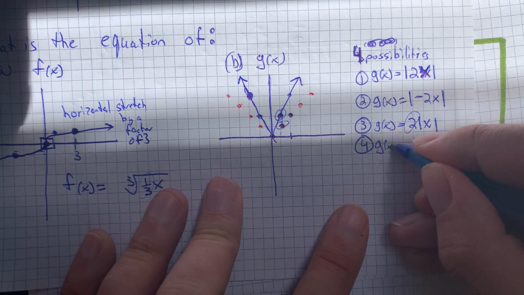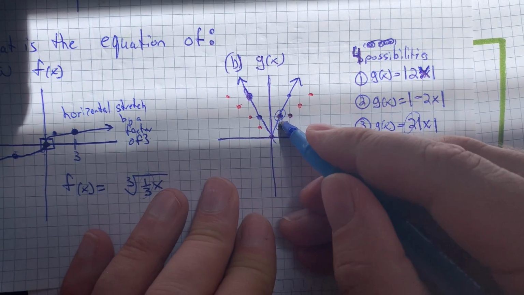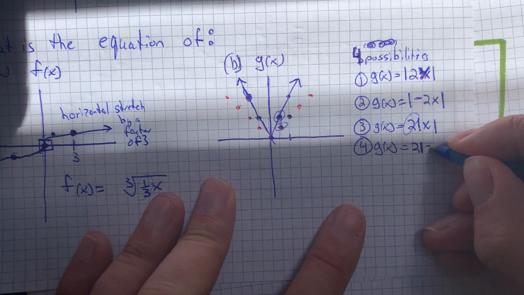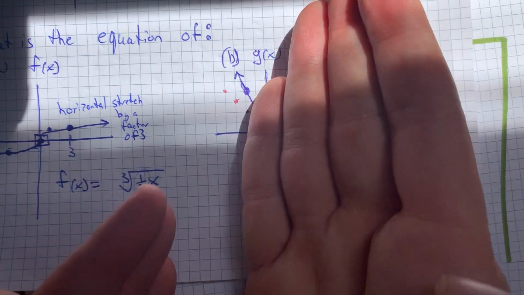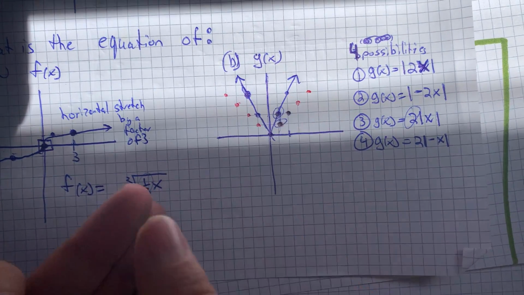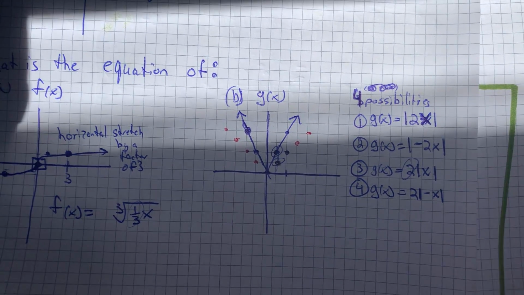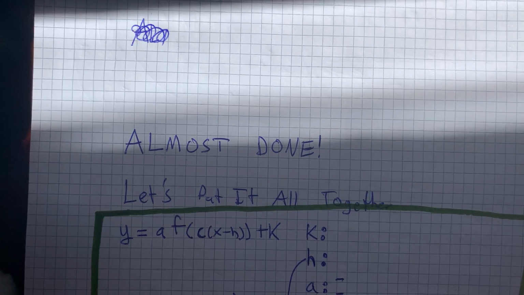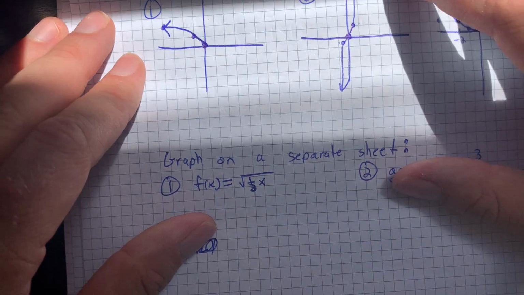The last possibility is not -2 absolute value of x, because a negative on the outside would reflect it vertically, but it is fine to put 2 times the absolute value of -x, because a negative on the inside of the absolute value will reflect it horizontally again, and that horizontal reflection doesn't do anything for an absolute value function. Okay, so that's a little bit weird. Let's see how you do trying some of these on your own. Again, this is one of the hardest topics in all of Algebra 2. Let's see how you do.